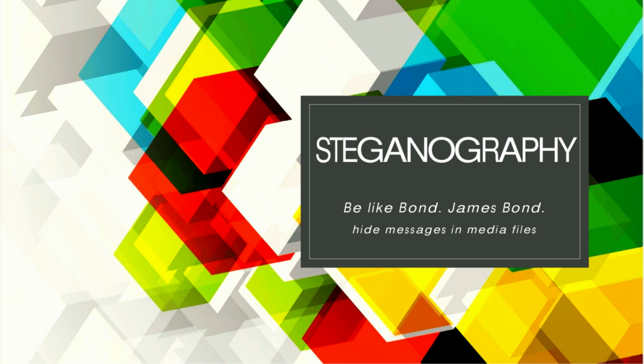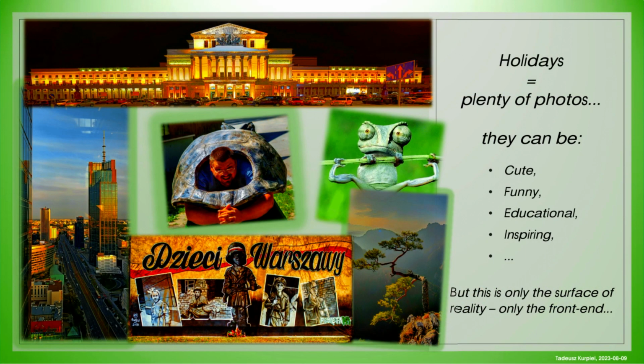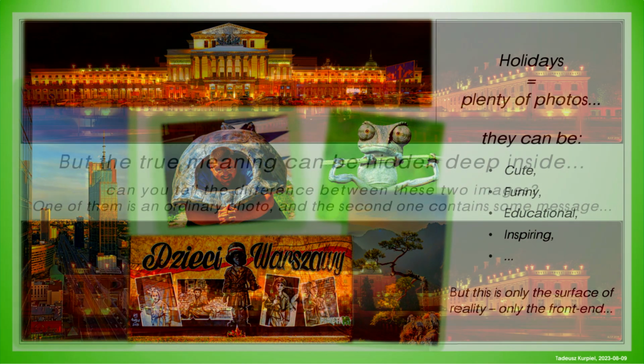Last time, in July, we were talking about resizing holiday images the content-aware way, using the seam carving technique. Today we'll continue our adventure with holiday images. We take plenty of them and send them to our beloved, or like Bond, James Bond, to the leaders of our organization. These images can be cute, funny, amazing, educational and inspiring. But this is only the surface of reality, only the front end. And the true meaning of these images can be hidden deep inside them.